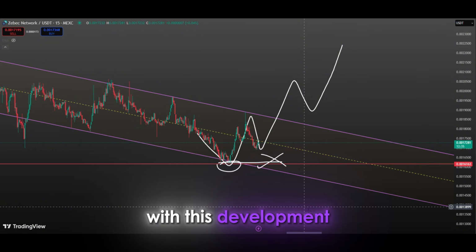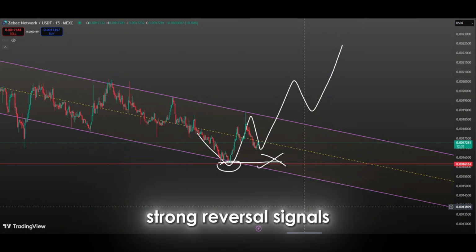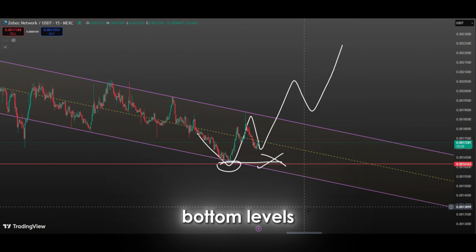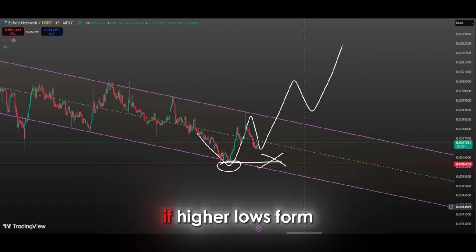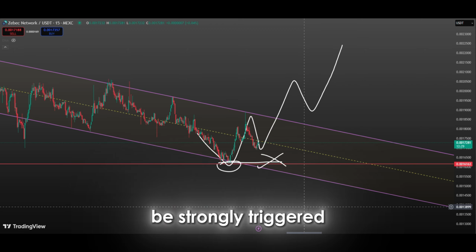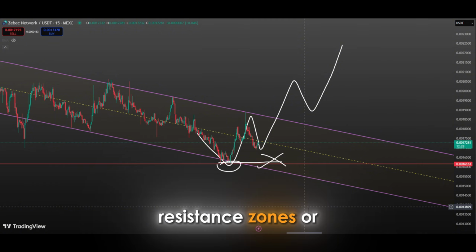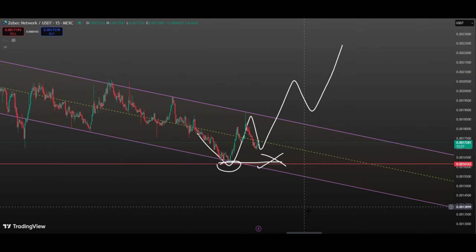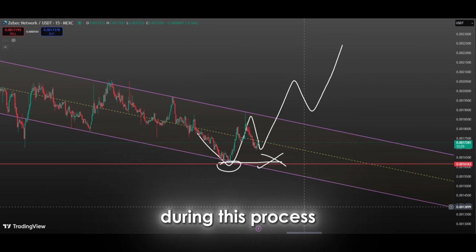With this development, potential formations such as a double bottom or higher low may also emerge. These formations are strong reversal signals typically seen at bottom levels and offer clearly defined upside targets. If higher lows form, these patterns can be strongly triggered, with technical targets including channel upper bands, resistance zones, or previous peaks. Another important point is that investor expectations are also changing during this process.